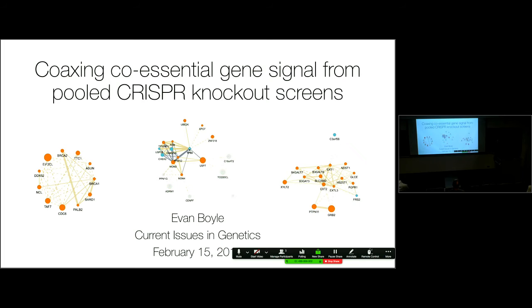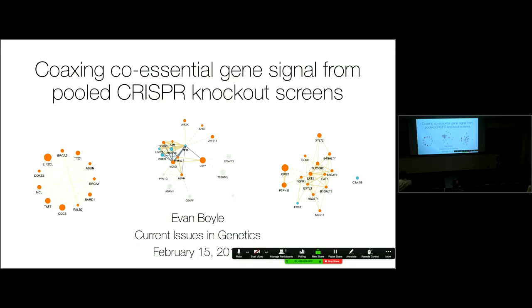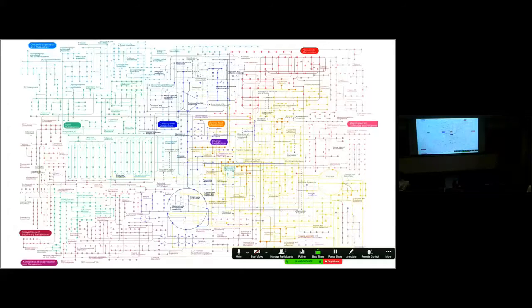So what this project is about really is my quest to understand biological systems. Who knows what this is? Anybody? Okay, this is the metabolic map of human metabolism. So this is everything that we'd want to know and characterize, all the enzymes, all the signaling molecules, all the substrates that we could ever care about.